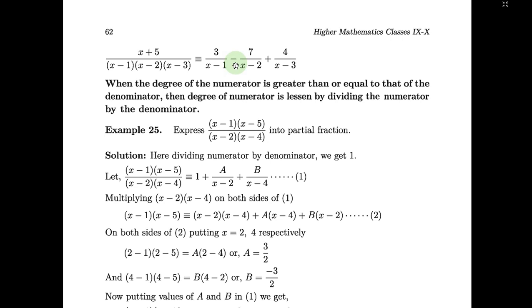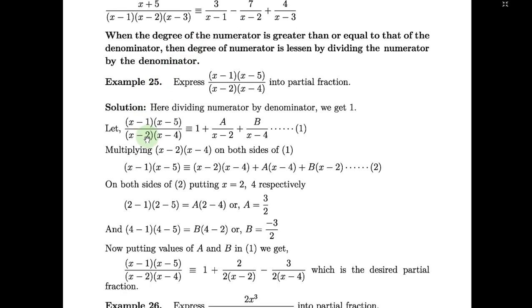Now we will discuss example 25. In example 25, x minus 1, x minus 2, which type of fraction is this? Proper or improper? So this is an improper fraction, because the degrees of the numerator and denominator are equal.